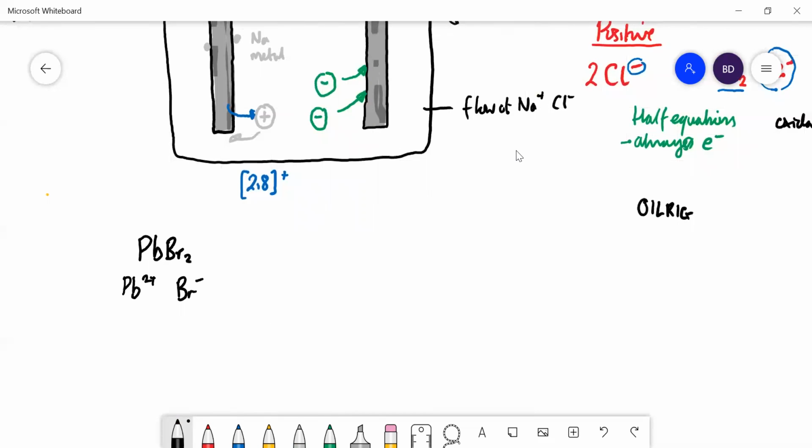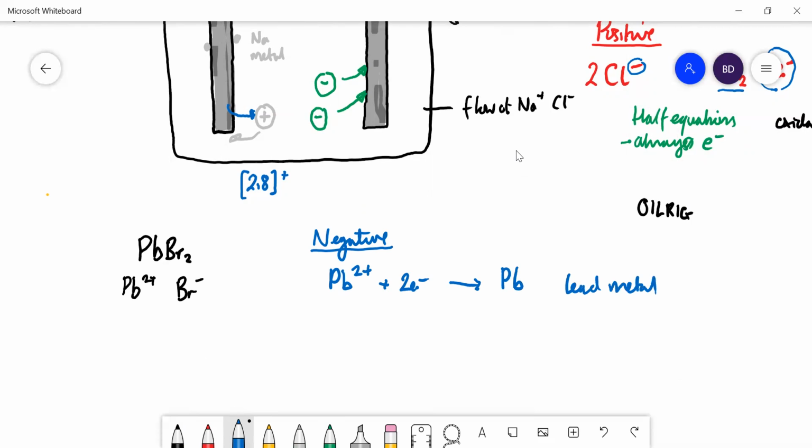So what's going to happen then? At the negative electrode, the lead ions are going to go there. They're going to be forced to accept 2 electrons because they're 2 plus, and they'll form lead atoms. So you're going to form lead metal.